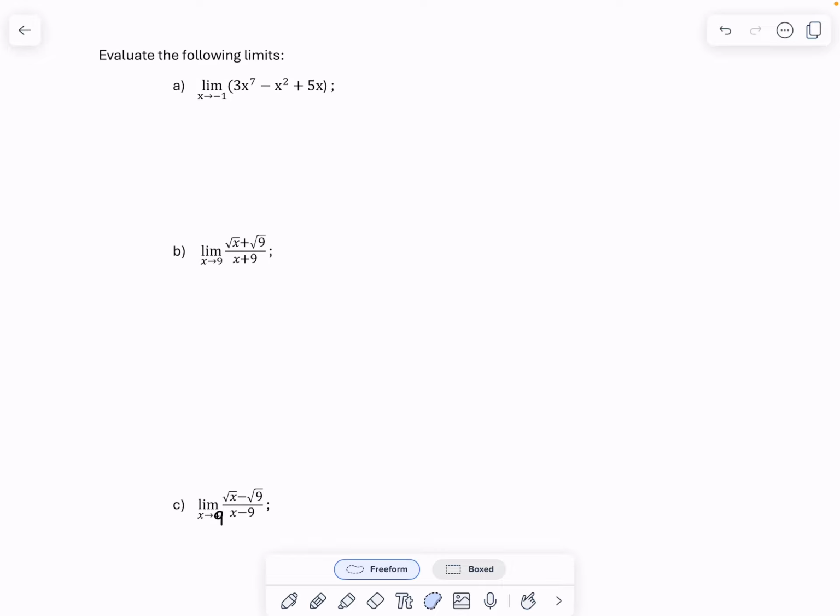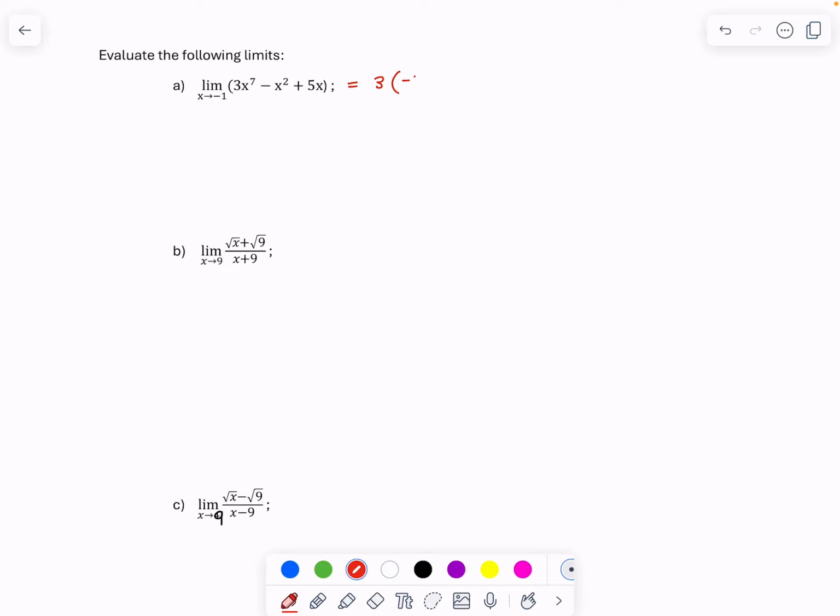For the first problem, you observe that this is a polynomial expression: 3x to the power of 7 minus x squared plus 5x. If you want to evaluate the limit of a polynomial expression, all you have to do is plug in the value x is approaching. From here you can see that x is approaching -1. So just plug in -1 and simplify.